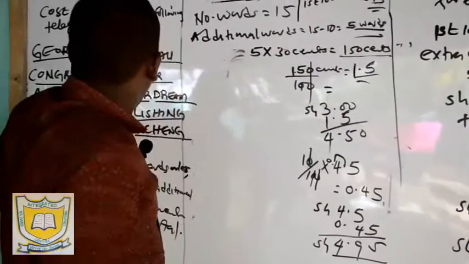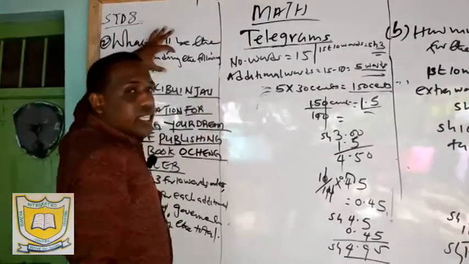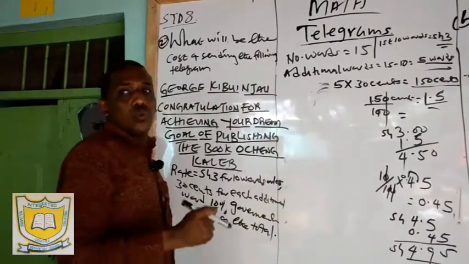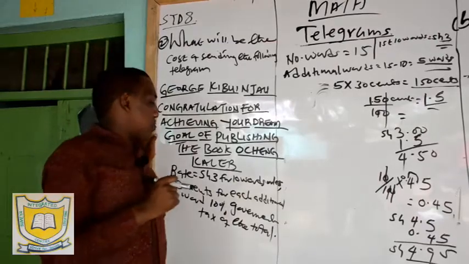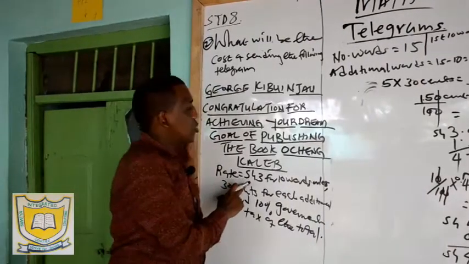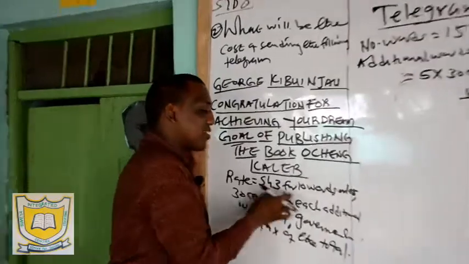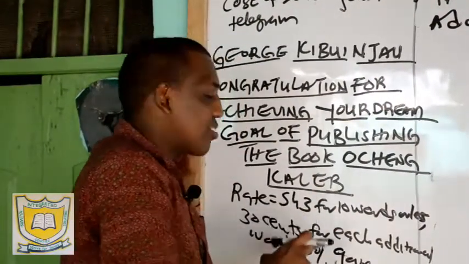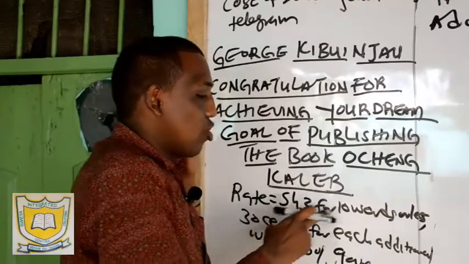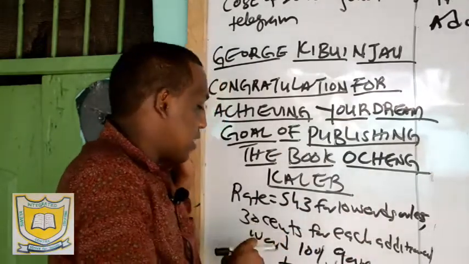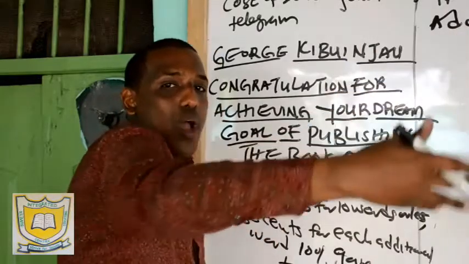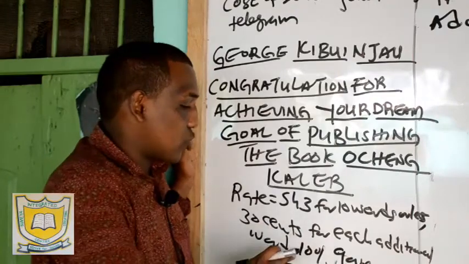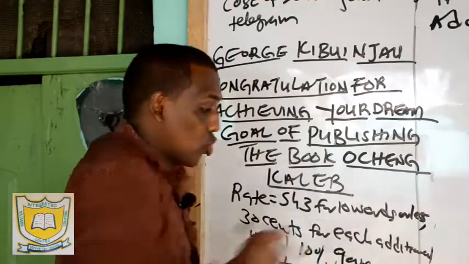If you understand, you are told here, what will be the cost of sending the following telegram. You are told, George, the first thing you do, you count the number of words. After counting the number of words, then you follow the instruction you are given. So here, we are told 3 shillings for 10 words or less. If the words are 7, shillings 3, because they said or less. If the words are 8, shillings 3. If the words are 10, shillings 3. But each additional word after 10 will be charged 30 cents. And 10% of tax was also charged on the total.